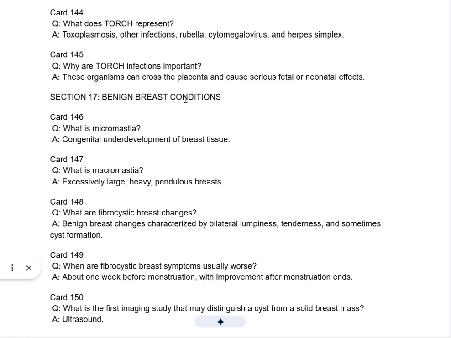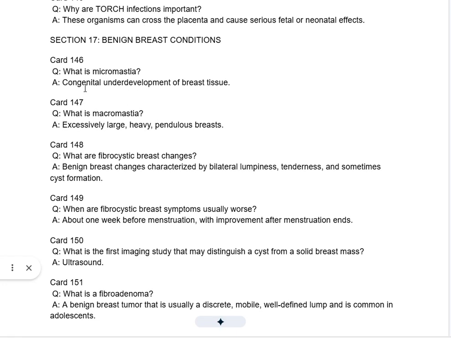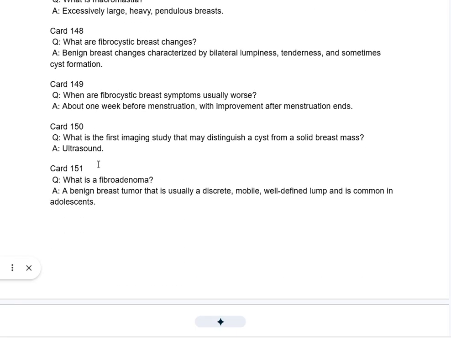Section 17. Benign breast conditions. Card 146. Q. What is micromastia? A. Congenital underdevelopment of breast tissue. Card 147. Q. What is macromastia? A. Excessively large, heavy, pendulous breasts. Card 148. Q. What are fibrocystic breast changes? A. Benign breast changes characterized by bilateral lumpiness, tenderness, and sometimes cyst formation.